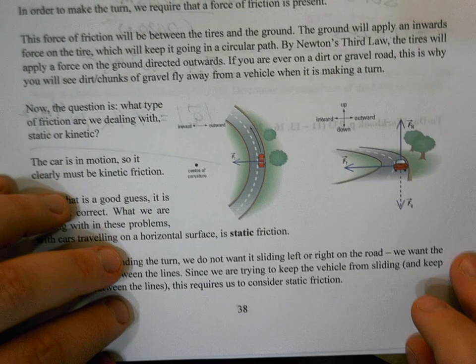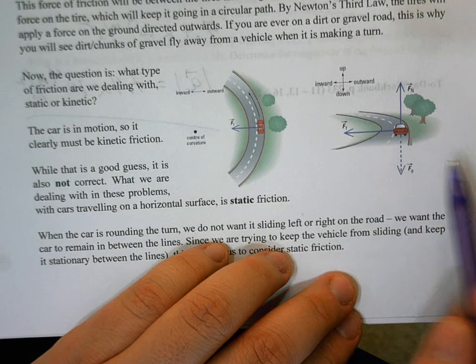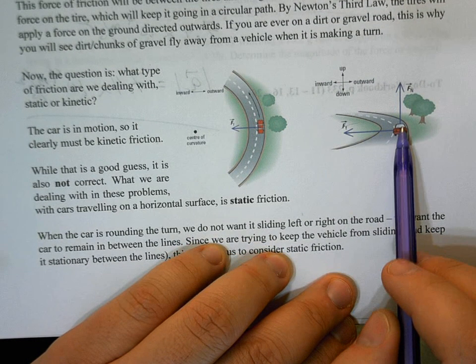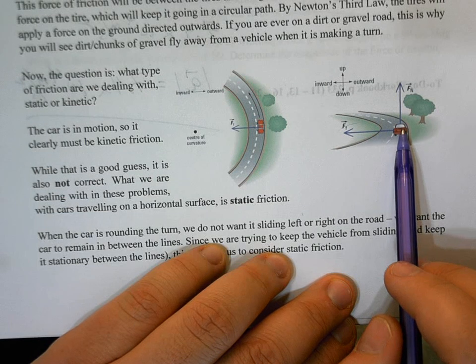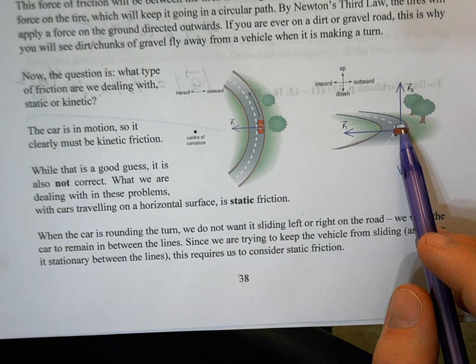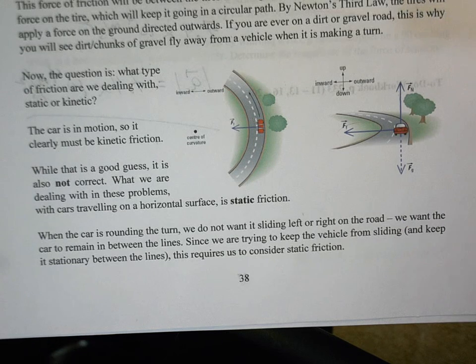Another way of looking at this, so here's our car, here's this force towards the center, here's my normal force supporting the car, because the car still has a force of gravity that's going down, and then of course we have this normal force that's going up to support that.